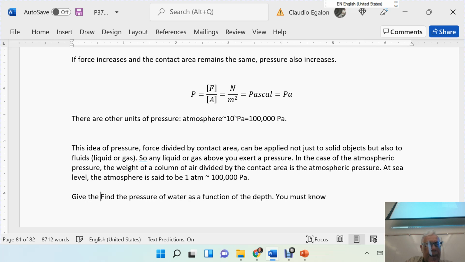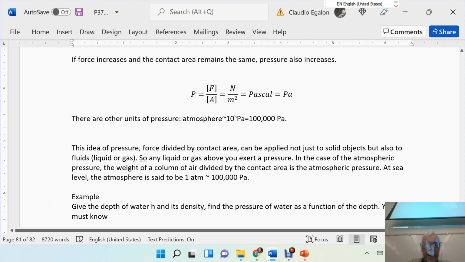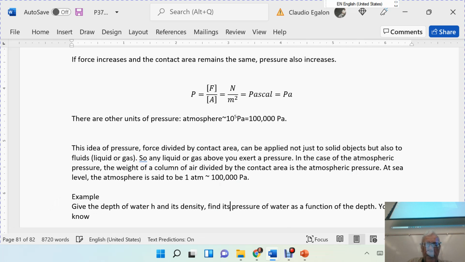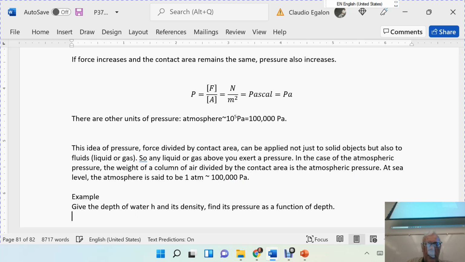Given the depth, treat that as an exercise, right? As an example: given the depth of water h and its density, find its pressure as a function of depth. That's how I'm going to do it. Solution.